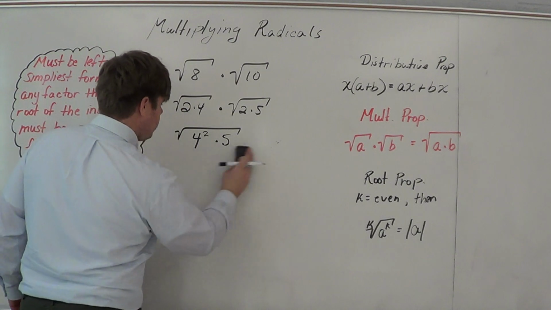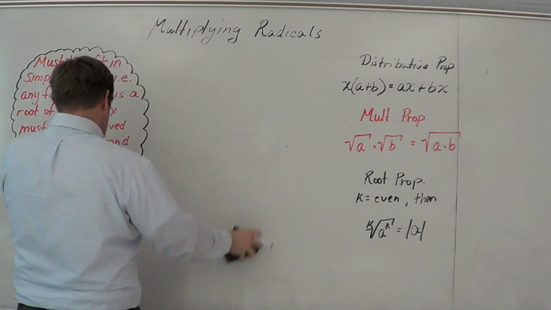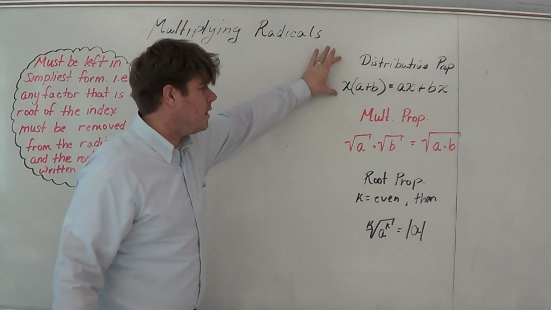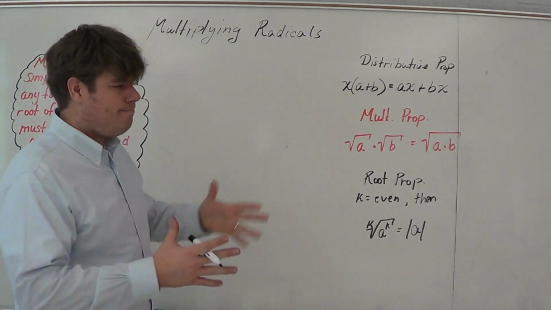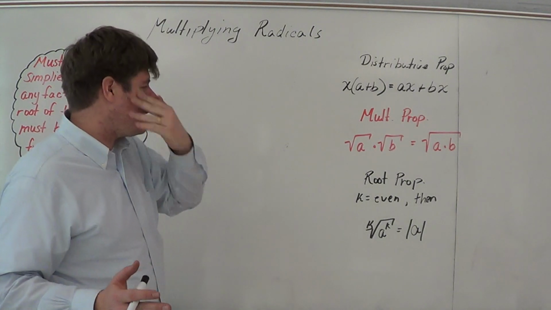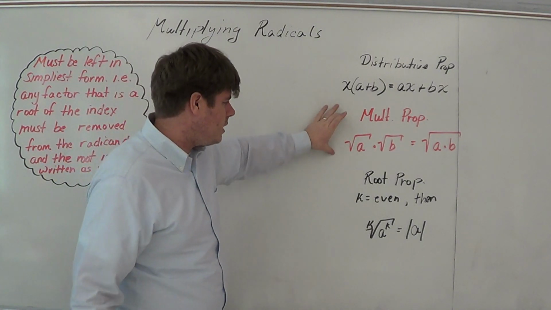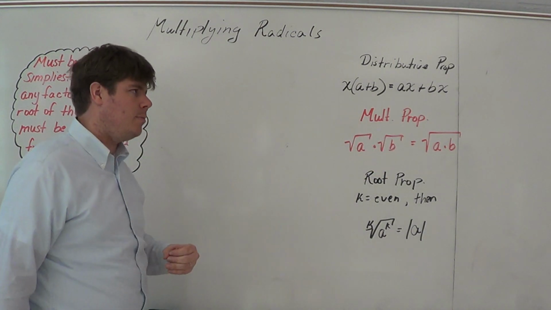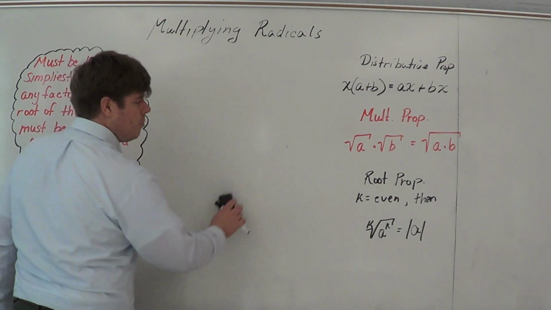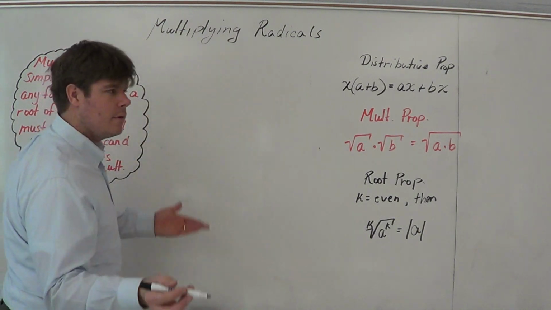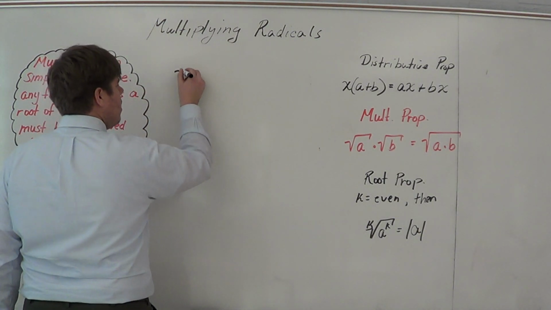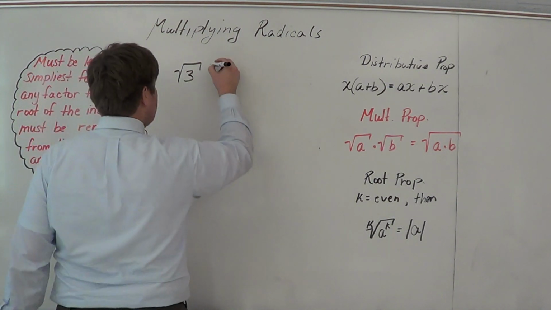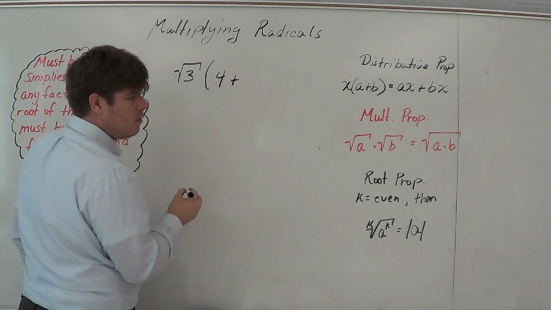So that's the final answer to this one. On to another one. How can I bump up these problems? Well, I can introduce some things with the distributive property, and you're not doing anything different. What I just demonstrated was the multiplication property: the square root of a times the square root of b equals the whole square root of a times b. So let's say I bump this up and put some distributive property into it. I have the square root of 3 multiplied by the quantity 4 plus root 5.